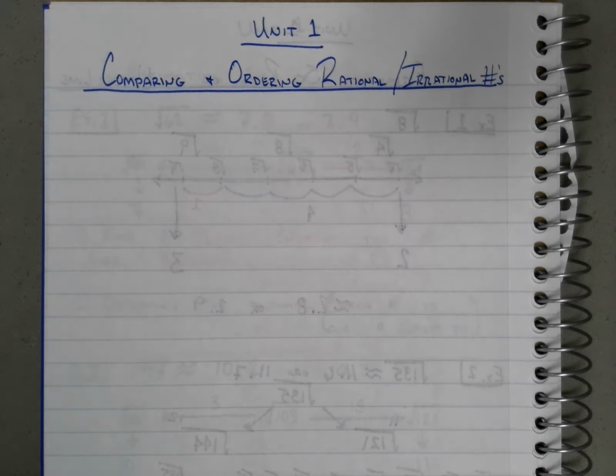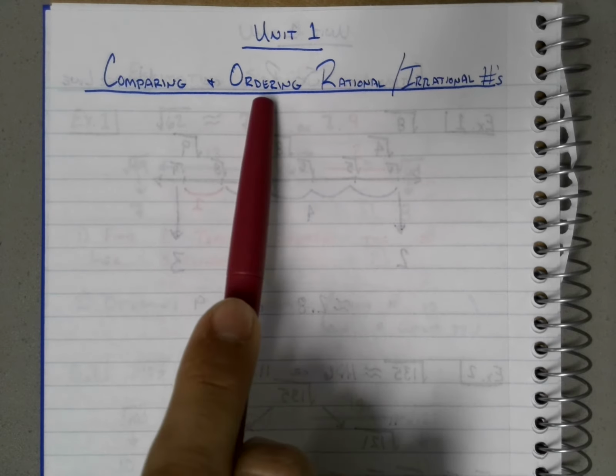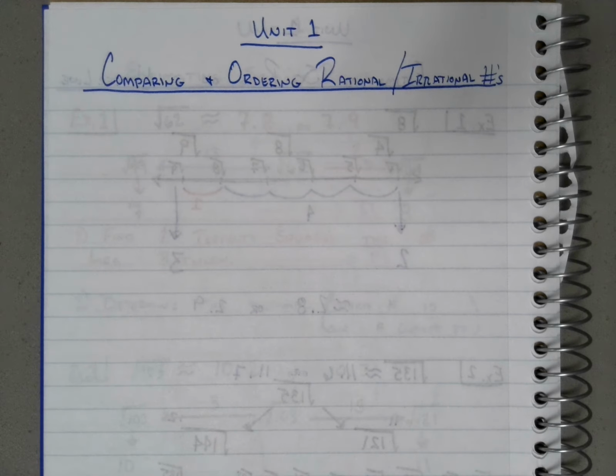So today we're going to look at comparing and ordering rational and irrational numbers. Some things you need to think about when comparing and ordering. We're going to pay attention to words here. So we're going to go over a few things.